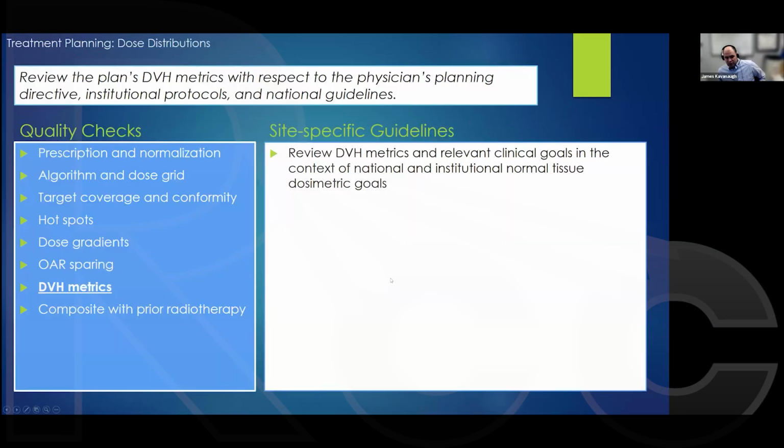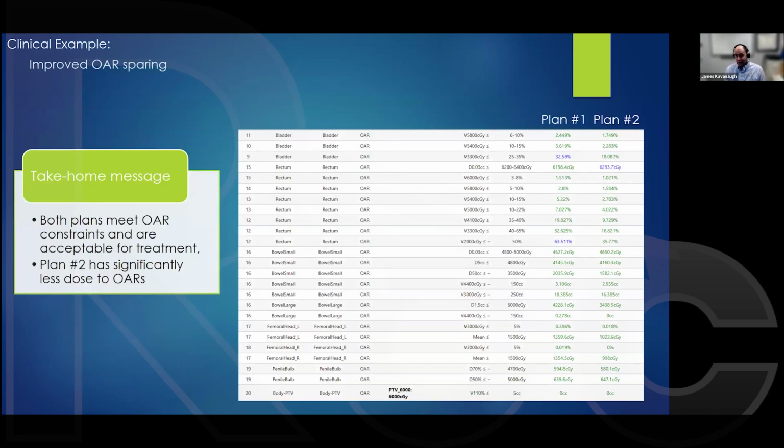DVH metrics, so close, there's only a few slides left. Review DVH metrics, relevant clinical goals, in the context of both national and institutional normal tissue dosimetric goals. There's a lot out there. You have national goals, whether it's Quantec, whether it's individual trials that are replacing Quantec, which is a little bit dated at this point. So you want to be comparing against those standards, but also your institutional standards.